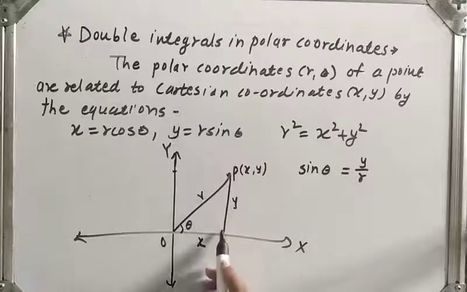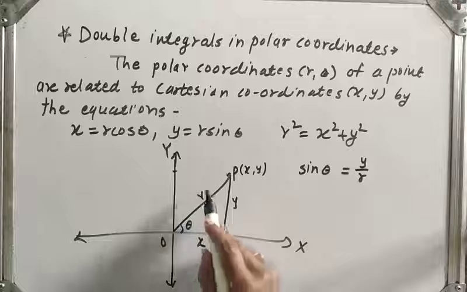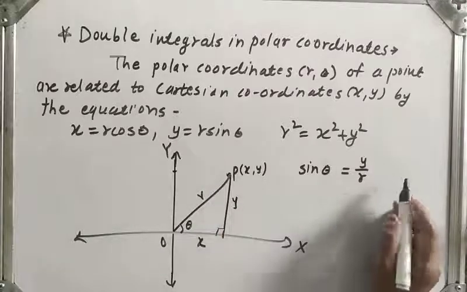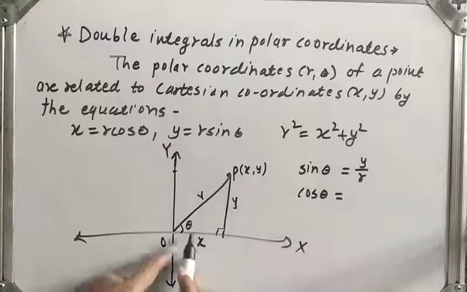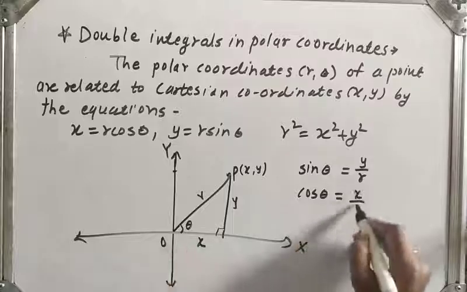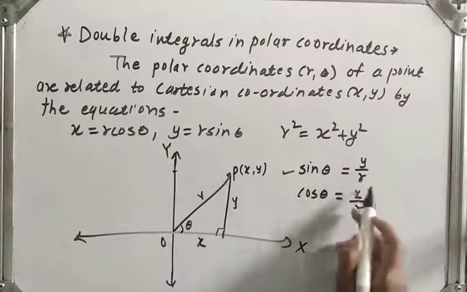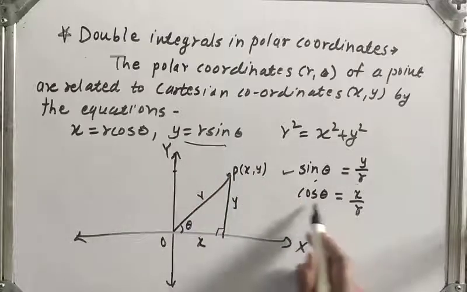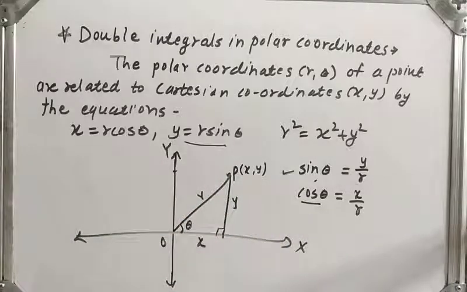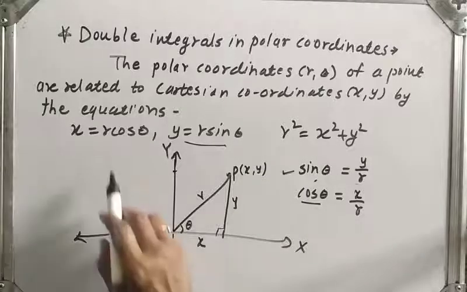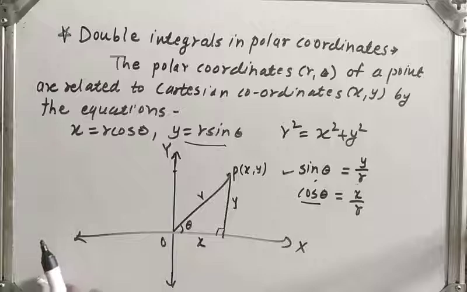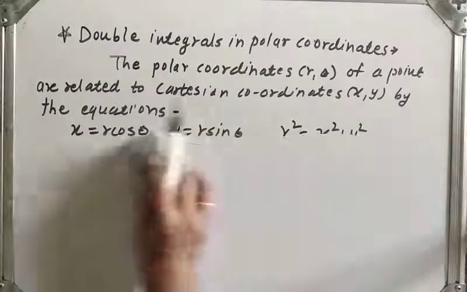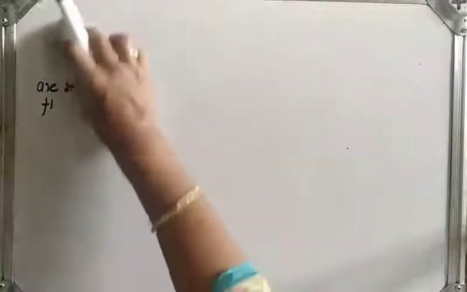And what is this r? From Pythagoras, r is equal to square root of x square plus y square. And cos theta will be x upon r. So we get y is equal to r sin theta and x is equal to r cos theta. To solve any integral in polar coordinates, we replace x by r cos theta, y by r sin theta, and we get dx dy equal to r dr d theta.